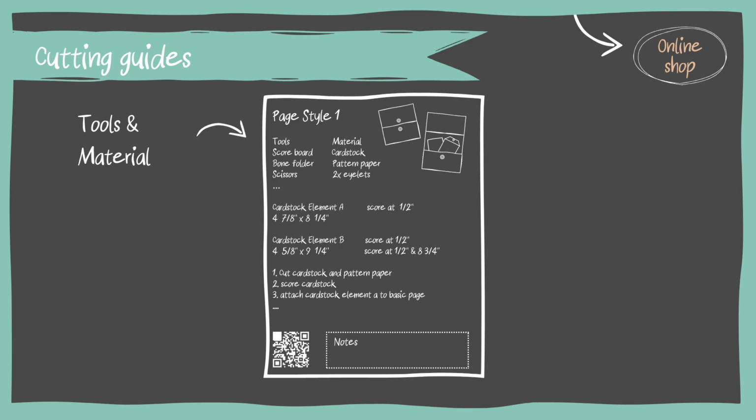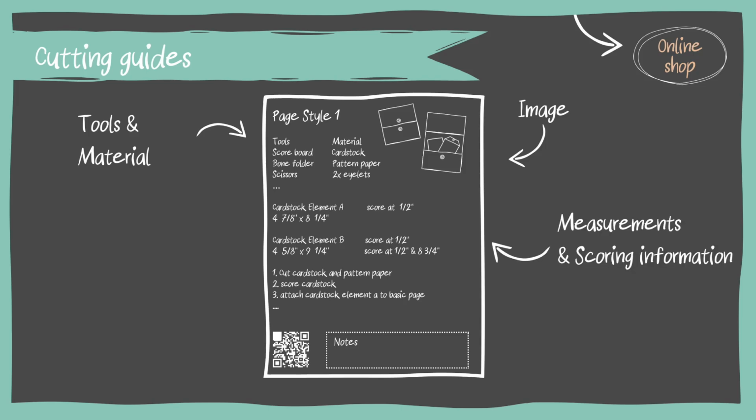So first you can find information on which tools and which materials to use to make those page styles. And then right next to that, you can find the image of the page style, which is very helpful because it's actually labeled, which you can't really see in this illustration right now, but it's labeled with the letters of the individual pieces you would need to make to actually build this page style. So for example, for page style number 1, this would be cardstock element A for the closure flap of this pocket, and then cardstock element B for the actual pocket. And for knowing how to actually cut and score those cardstock elements, you of course would also need the measurements and scoring information, which you can find next on the cutting guide.